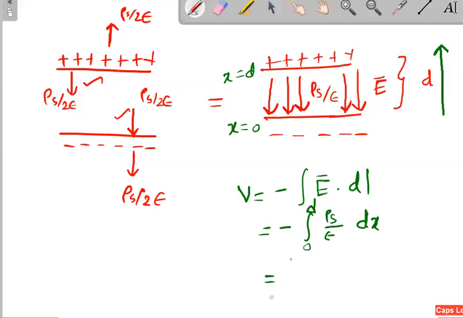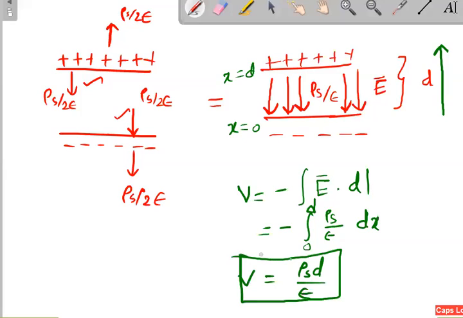Initial to final. Yes, okay. That minus we will clarify later. So once, if you do not worry about that minus, you will get rho s d divided by epsilon. What is the voltage you are getting? Rho s d divided by epsilon.